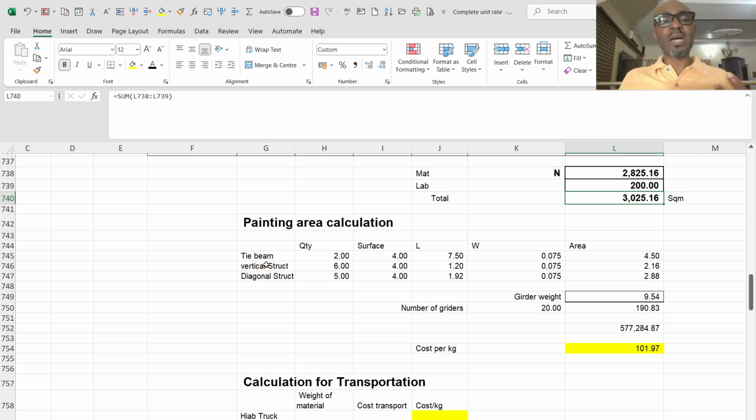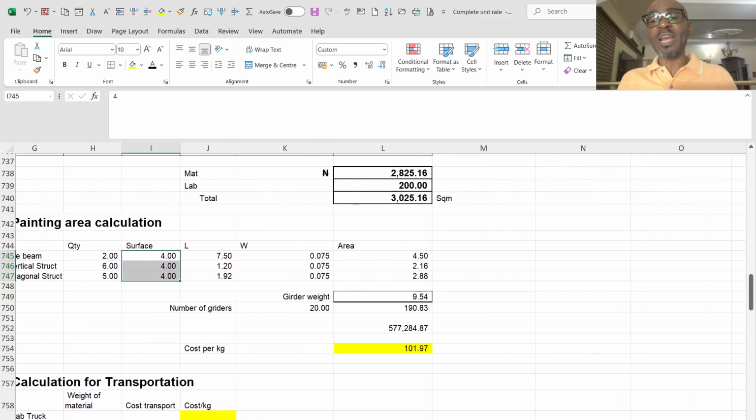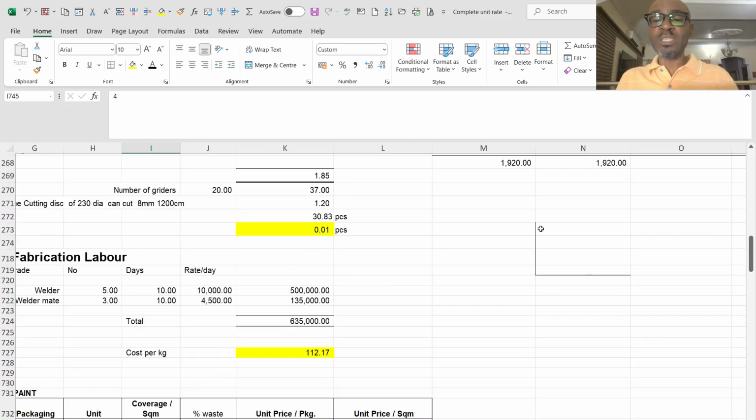So what we did now to say, you have 2 tie beams, you have 6 vertical struts, you have 5 diagonal struts. Then the length is 7.5 for the beam, 1.2 and 1.9. I'm going to go back to this to explain how the surface area is found. I take us back to this angle.